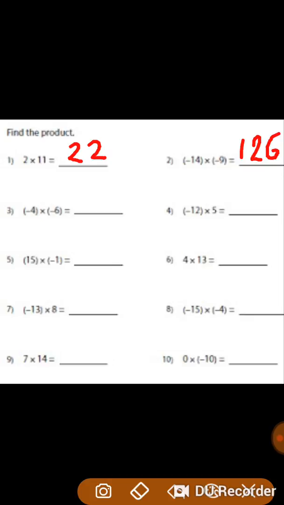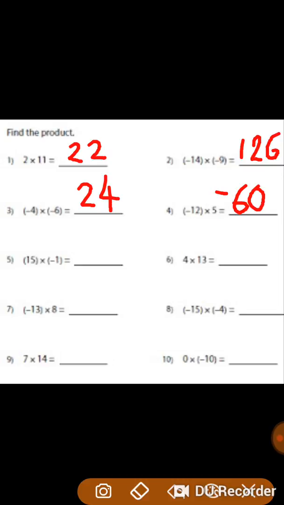The third one, minus 4 into minus 6. 4 6s will give you 24. And both of them are negative, so the answer will be a positive integer, that is positive 24. The fourth one, minus 12 into 5. 12 5s will give you 60, and since 12 is negative, 5 is positive, a negative into a positive will give you a negative integer.